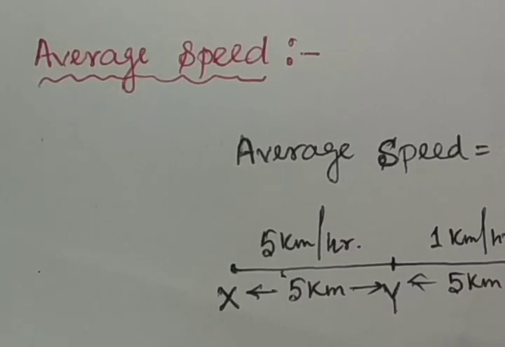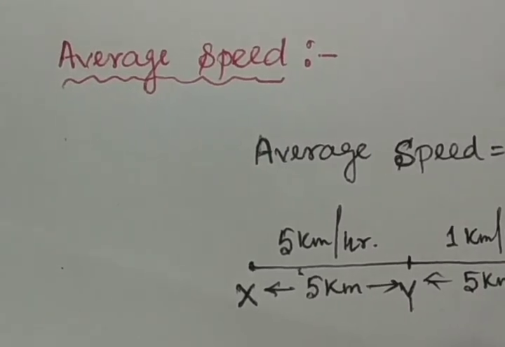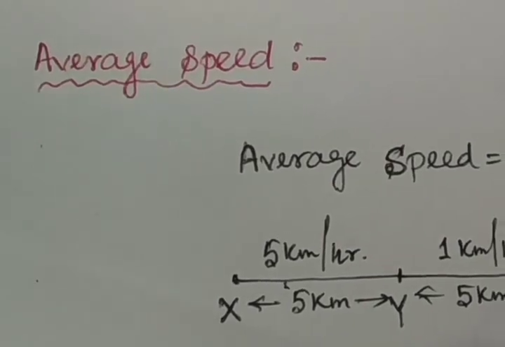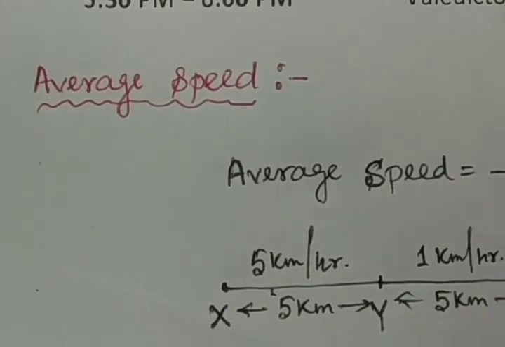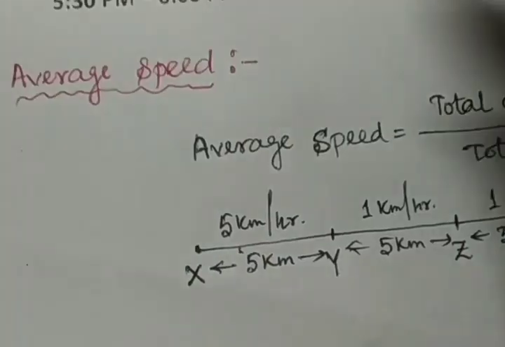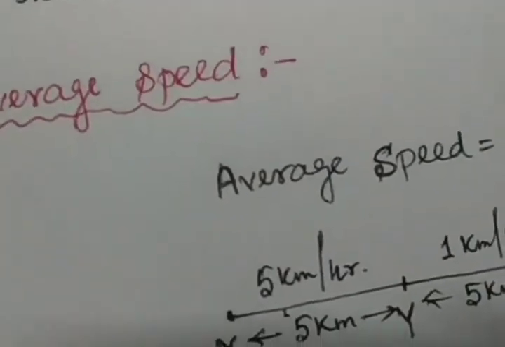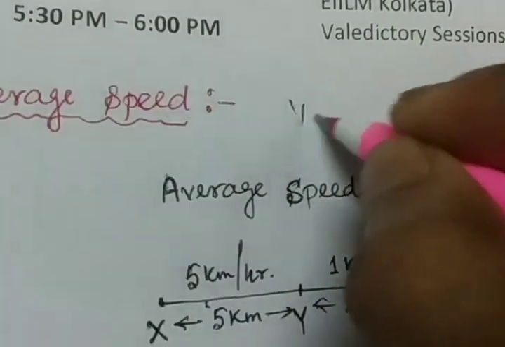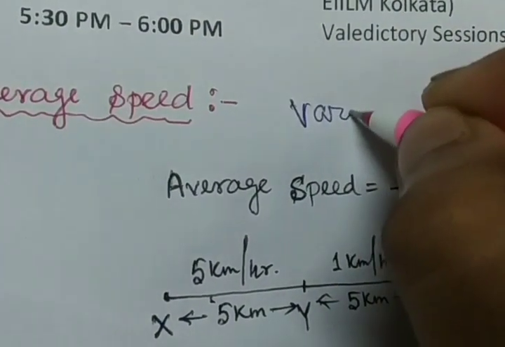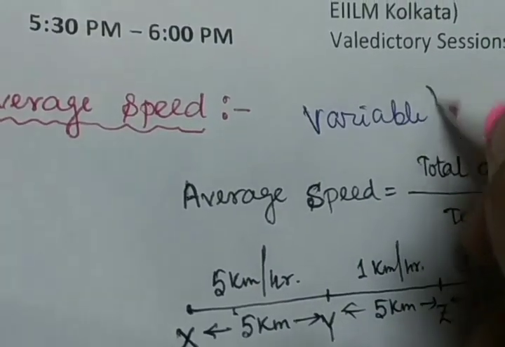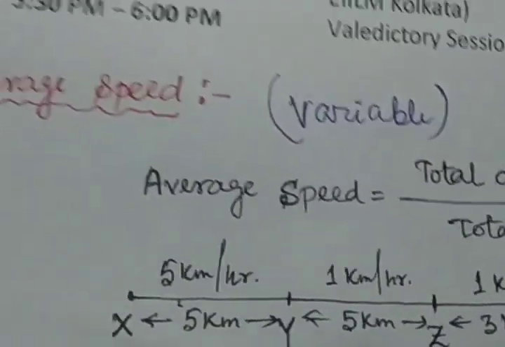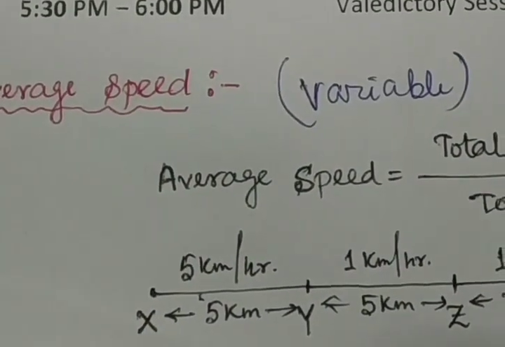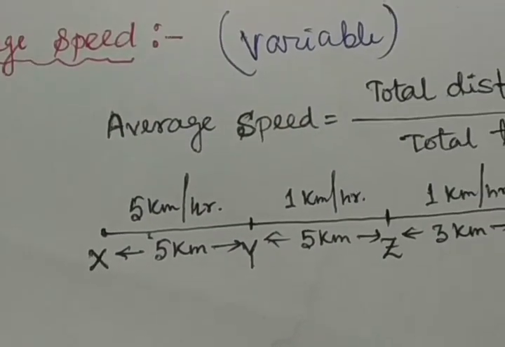First of all, whenever an object is moving with a constant speed or uniform speed, there is no need to calculate the average. But if the object is moving with a variable speed or non-uniform speed, then we need to calculate the average speed. Why average? Because suppose a person is moving with 10 km per hour, then 20 km per hour, means continuously changing its speed.